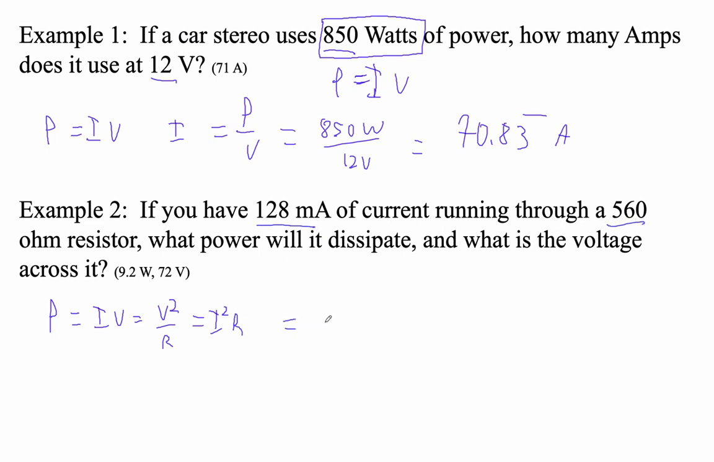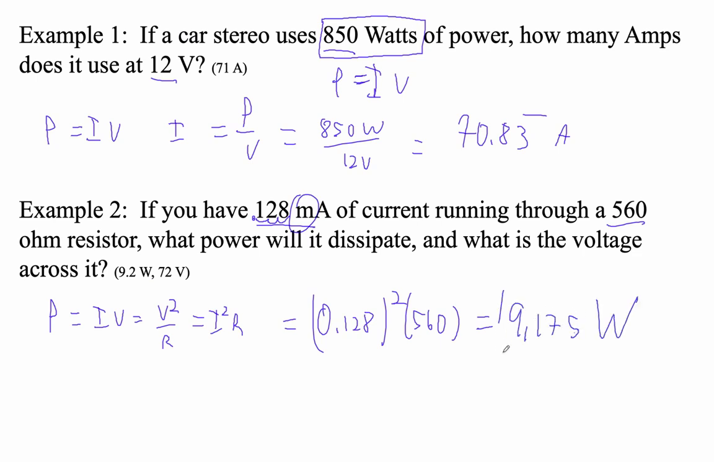I'm going to go 0.128 squared. Notice that's milliamps, and milli means 10 to the minus 3. So 0.128 squared times 560, and I get 9.175 watts. Watt is the unit of power.